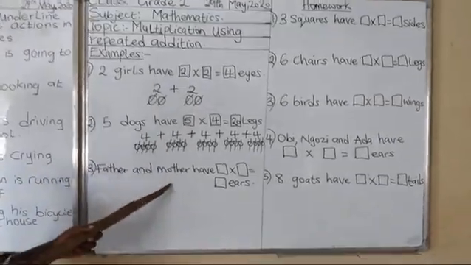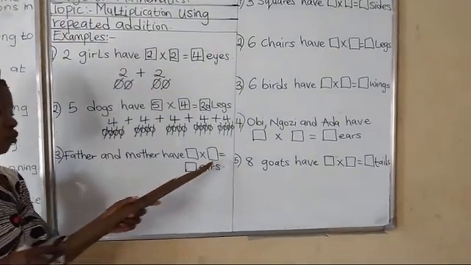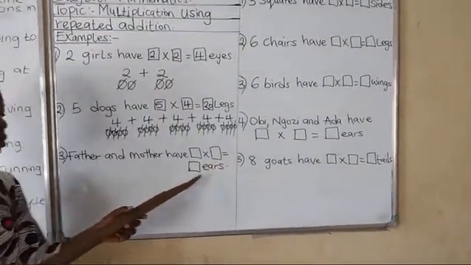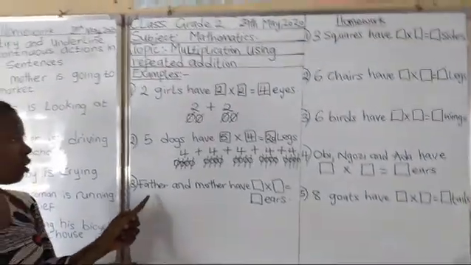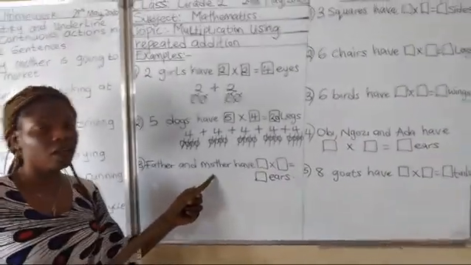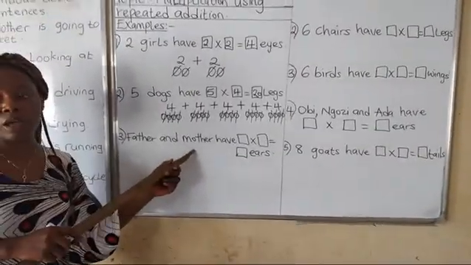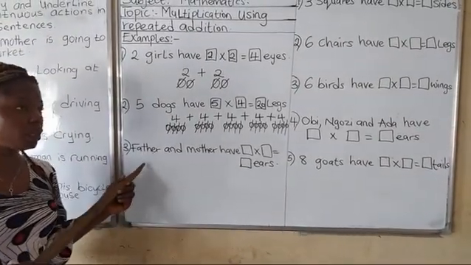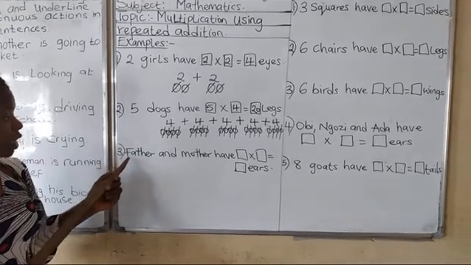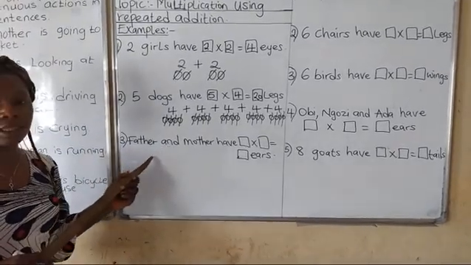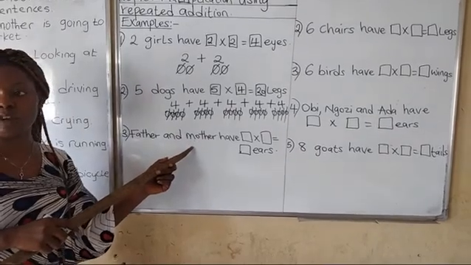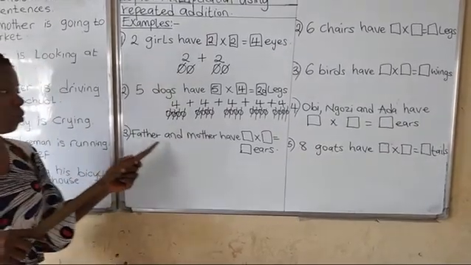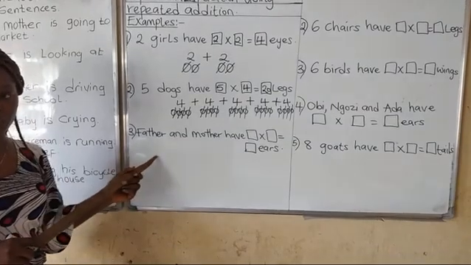Father and mother have box times box equal to box ears. You can see we don't have any number written. But this father and mother, how many people are we talking about here? Since there is no number to represent them, how will you know the number of people you are talking about? You count the number of people mentioned.